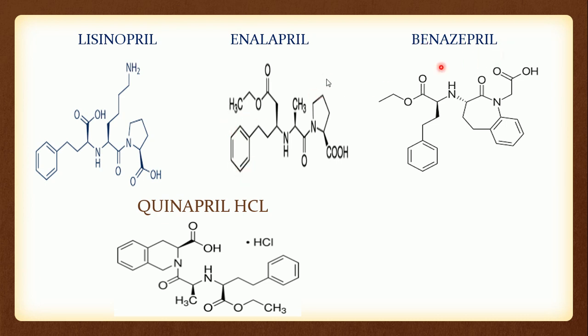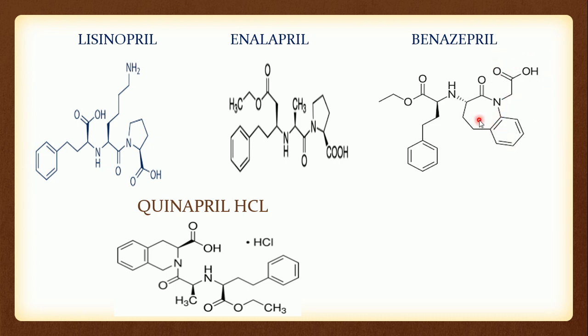Benazepril is another drug under ACE inhibitors. The name itself you can understand: Benaze indicates benzoazepine is present. What is azepine? A 7-membered ring containing 1 nitrogen is called azepine. That azepine is attached to benzene, that's why we call it benzoazepine. This benzoazepine is attached to acetic acid.